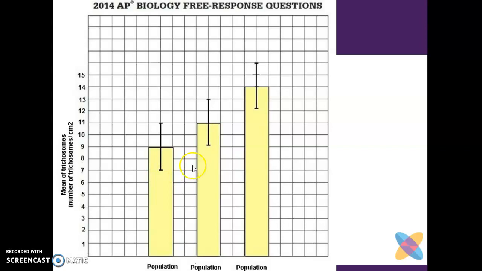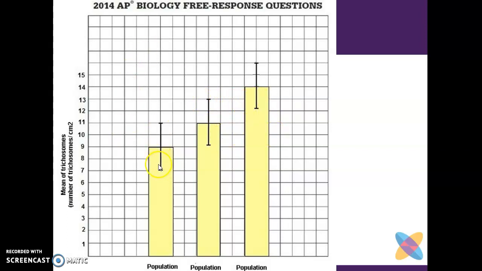Let's compare population 1 and 2. The range is 7 through 11 and the range is 9 through 13. Are there any areas in there that overlap numerically? Yes, they overlap here at 9, here at 10, and here 11. So there's overlap. There's no statistical difference there. Now, what about population 2 and 3? We have a range between 9 and 13 and 12 and 16. Is there an overlap? Yes, we have one here between 12 and 13. So there's no difference between these 2 populations.